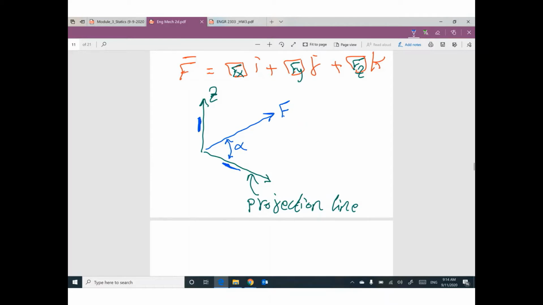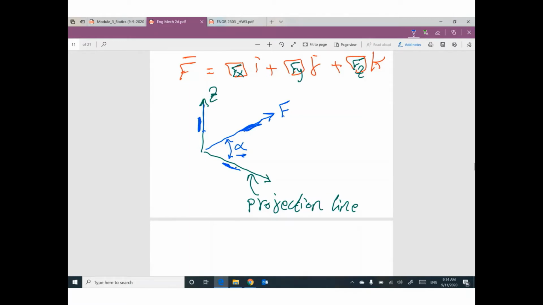Between the projection line and z. Z and the projection line are perpendicular in 3D. And we have a force in between. And the angle is given, but this angle is between the force and the projection line. So right now I would like to break this force between these two lines. So which one is cosine, which one is sine?